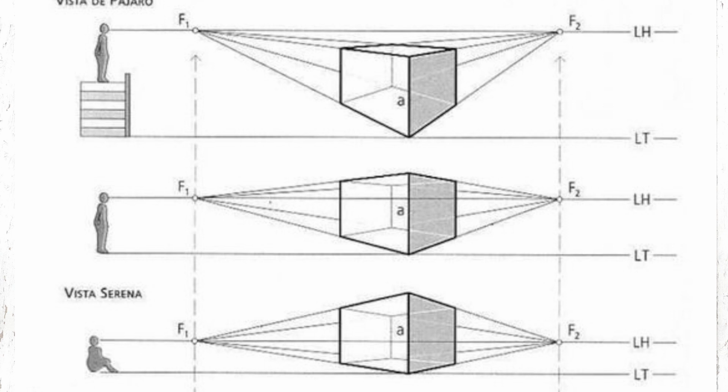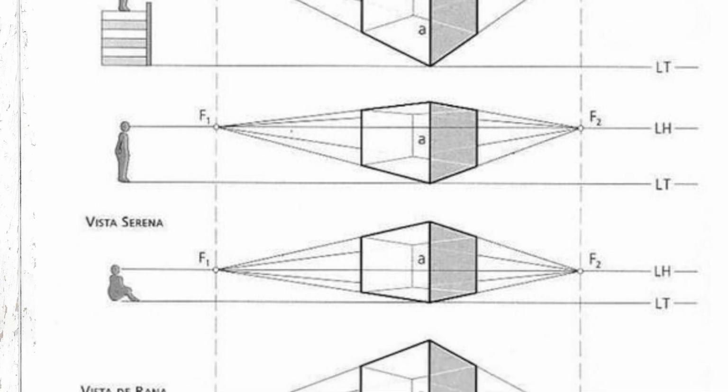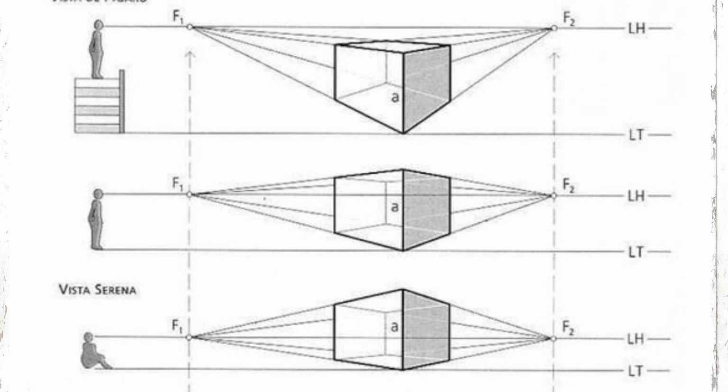So if we move down to the other ones just below it, you can see the viewpoint has gone a little bit low. The person is now not standing on a platform, but is much lower down, with feet on the ground, and the eye line goes straight across through F1 and F2, but you can't see the top of the block anymore, because the person is lower. Therefore, the horizon line, or the line of sight, is lower too.